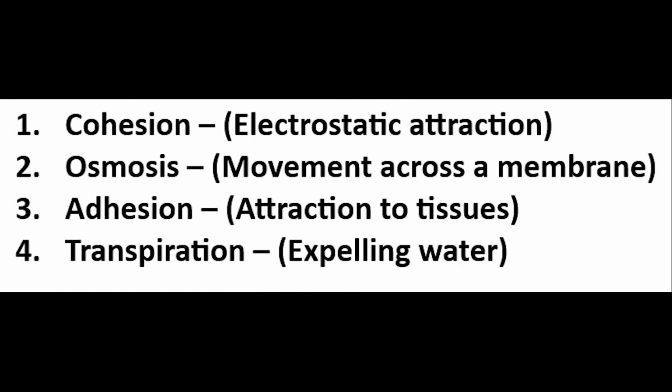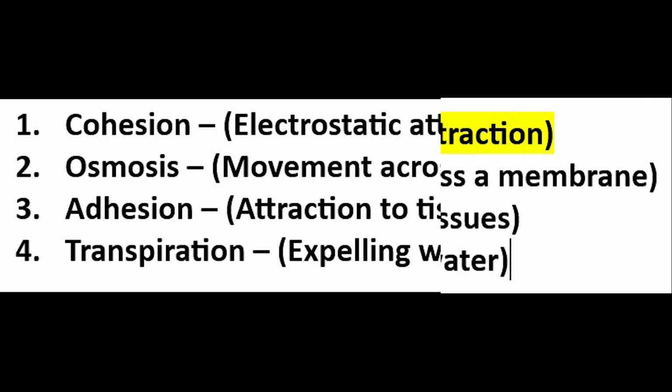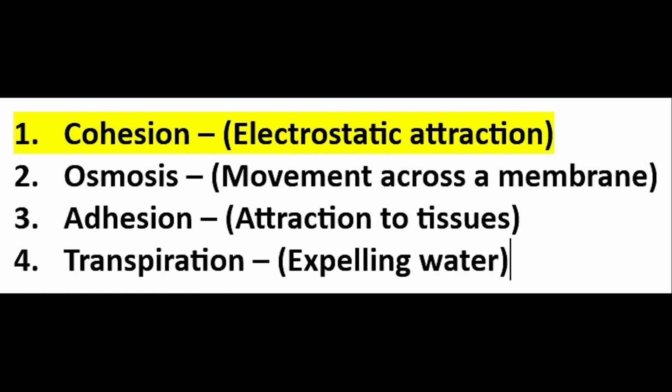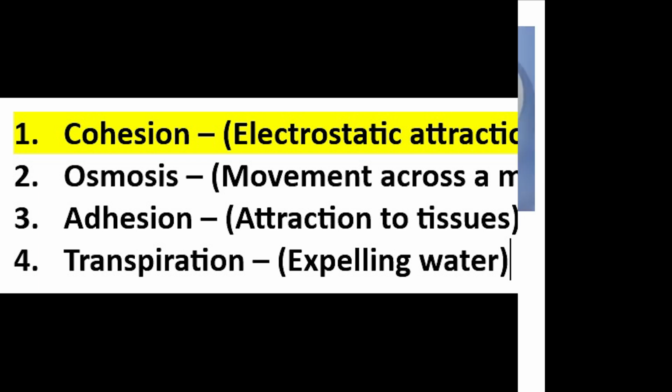Now that we understand the internal structure of a water molecule, which results in its polar nature, one is ready to investigate the 4 main characteristics of water movement in trees. Now, going from the base of the tree soil upwards, it's necessary to take a look at the various forces which move water up the tree. These are cohesion, osmosis, adhesion, and transpiration. We're going to first take a closer look at cohesion, the electrostatic attraction.